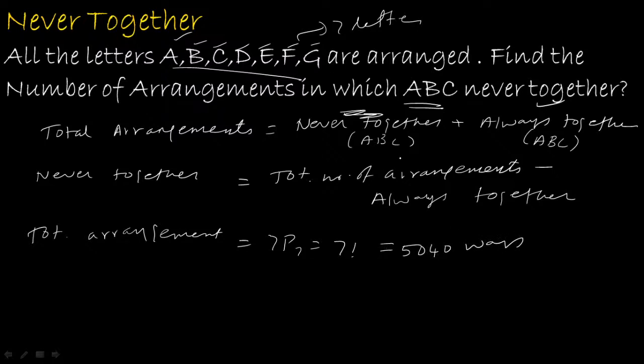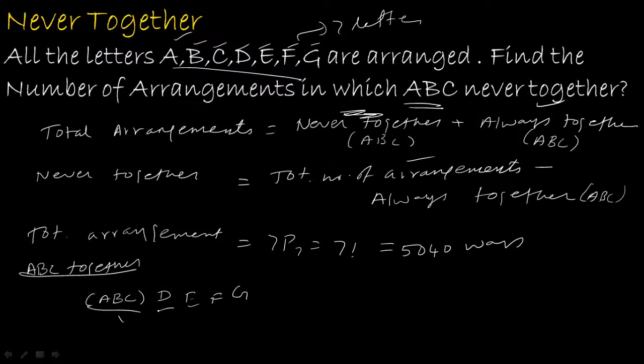So we calculate the total number of arrangements. Next, what we need is always together. If A, B, C is always together, then how can we calculate the number of permutations? Now, if A, B, C are together, then what we are going to do here is take A, B, C as one letter and write down the remaining letters D, E, F, G.